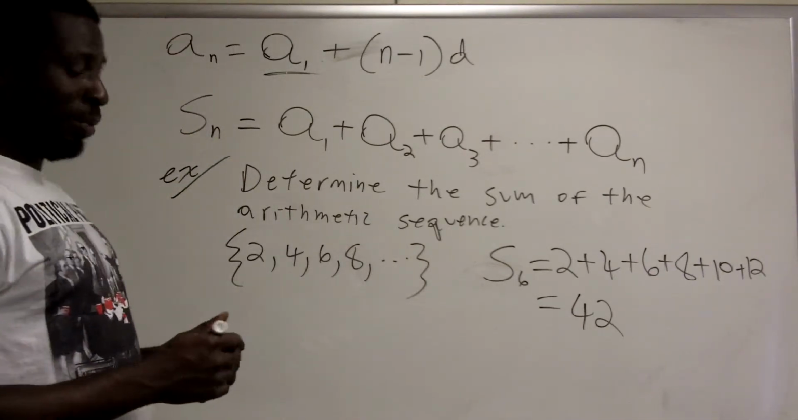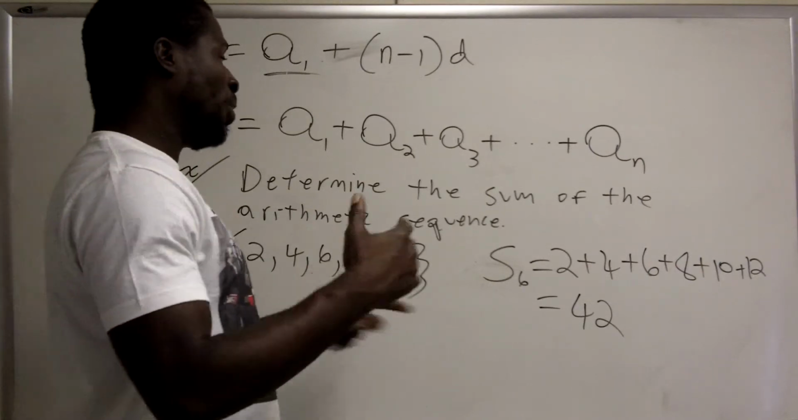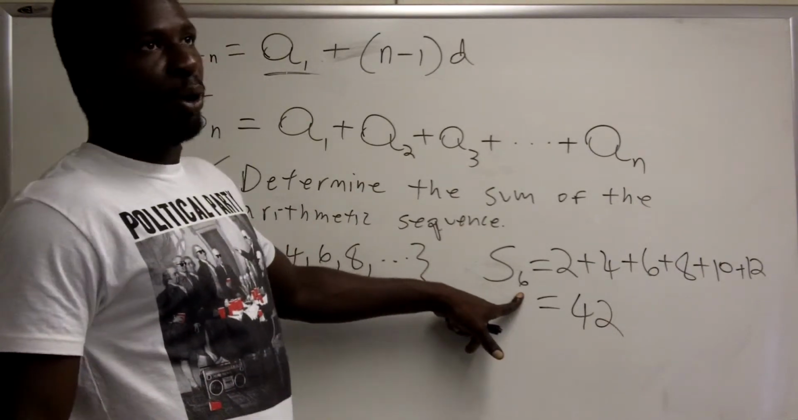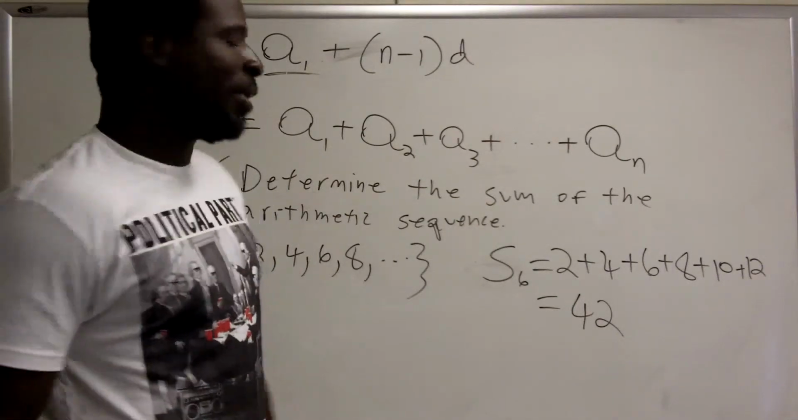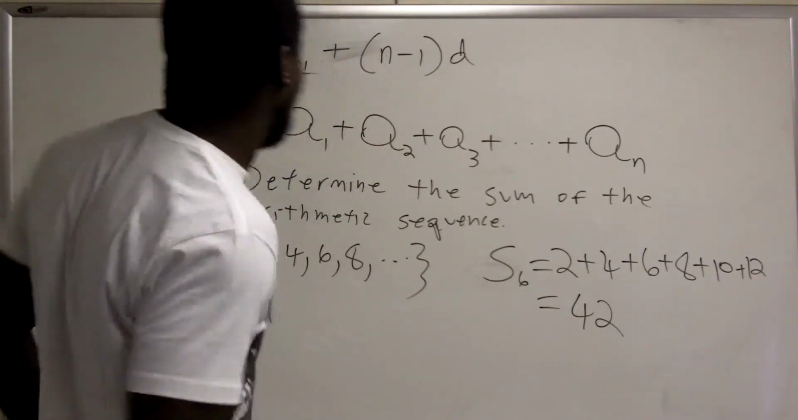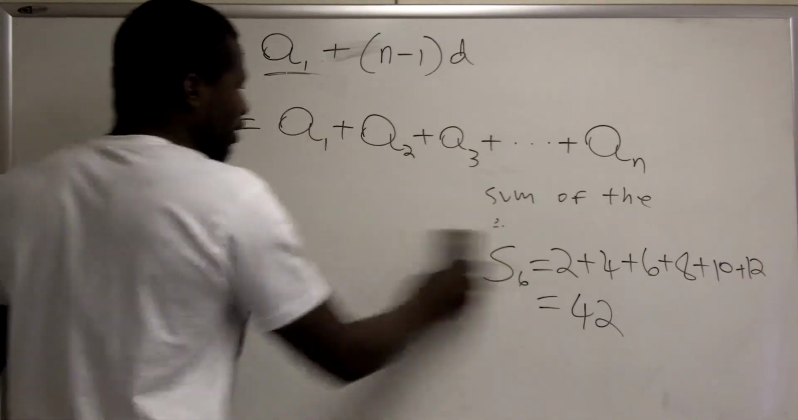Now here's the thing, you might be saying to yourself, well, what if I wanted to calculate S50, the 50th partial sum? That would be difficult because I'd have to list all 50 terms and then add them up. Well, there's a formula for it actually. So let's talk about the formula.